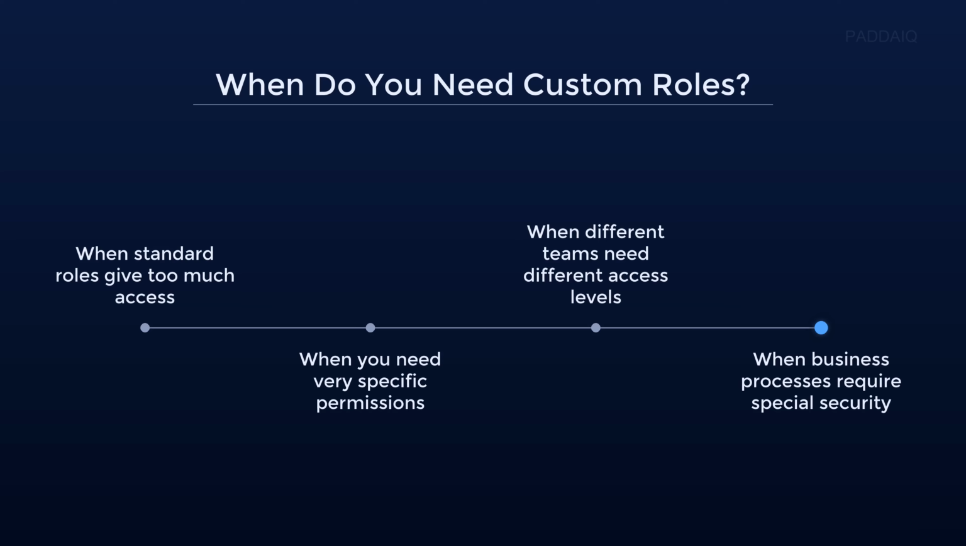When business processes require special security. This means standard roles do not cover unique access needs for specific tasks. For instance, a company may need a custom role allowing only senior accountants to approve high-value payments, blocking junior staff. Creating tailored roles ensures precise control over critical operations.